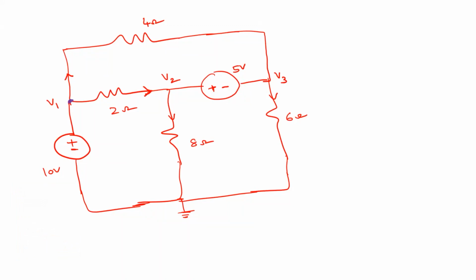Yes, sir. Can anyone tell me what is the voltage V1 straight away? 10, sir. Good. This is ground, right? So that means this voltage is already 10. So V1 is always 10 volts, because there is no resistor. If a resistor is there, you cannot tell that, right?